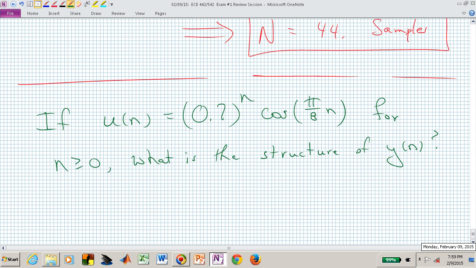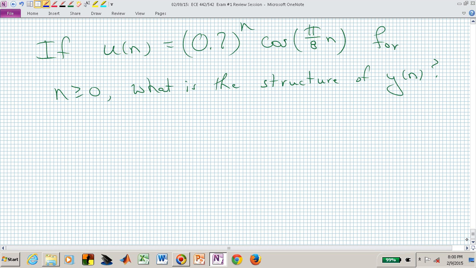I don't need to know the exact answer. You could find it given enough time. On the exam, you're not going to have enough time, but you should be able to write down rather quickly what the structure of y of n is if you have that difference equation that we introduced with this input. How do you find, or what's the process for finding the structure of y of n? What's the first thing you probably need to be thinking?